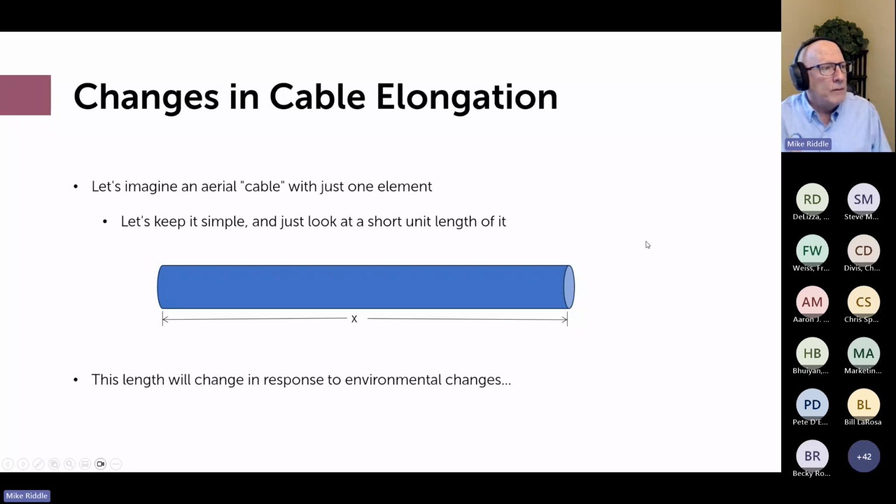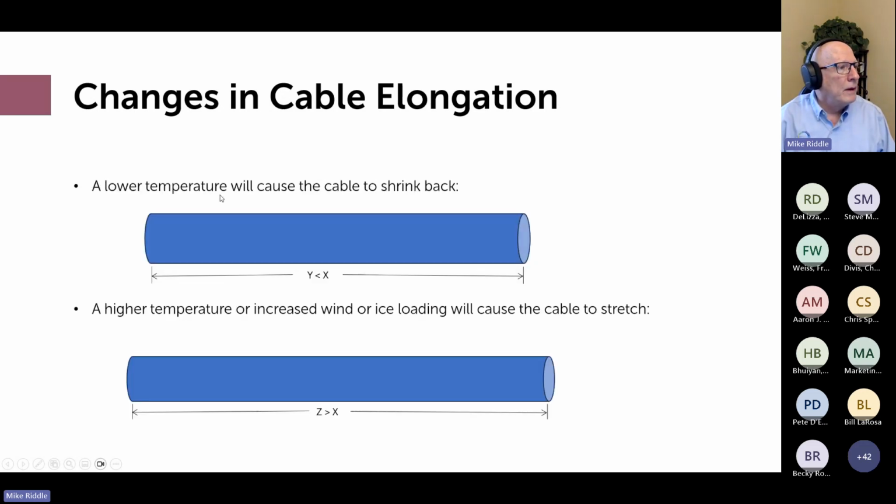So let's imagine that we made an aerial cable with just one element. So just like a center wire or a center fiberglass rod. Our material doesn't matter at this point, just one element to keep the analysis simple. And we're just going to look at a short unit length of it. So this length will change in response to environmental changes. A lower temperature would cause it to shrink back, and a higher temperature or ice or wind loading would cause the cable to stretch.